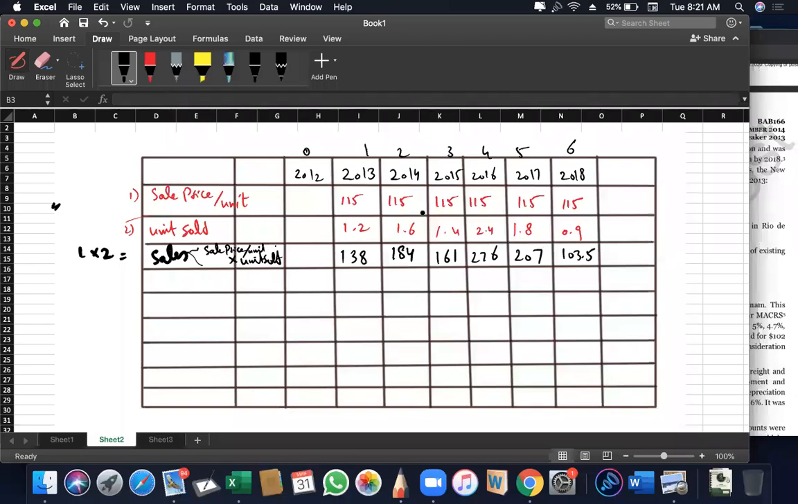207. Okay, so this is how we calculated the sales.